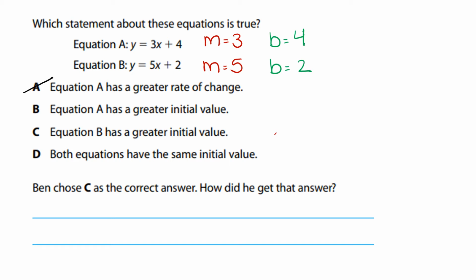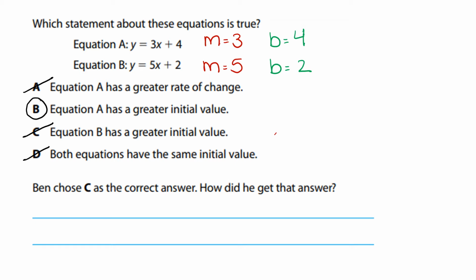Letter B, equation A has a greater initial value. That statement is true. 4 is greater than 2. Letter C, equation B has a greater initial value. This is not true because 2 is less than 4. And the last one, both equations have the same initial value. This is also not true because 4 and 2 are not equal.